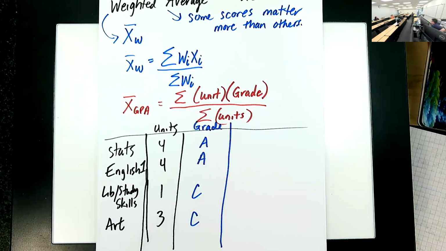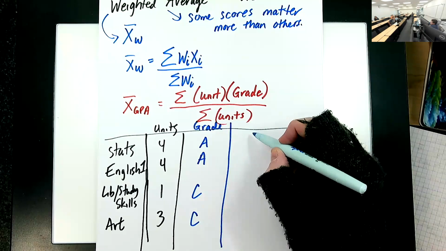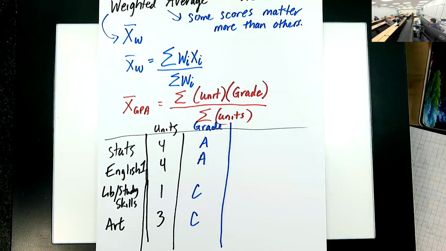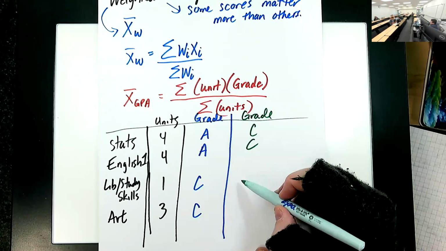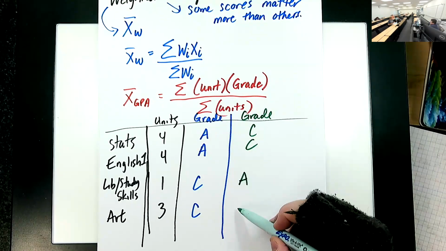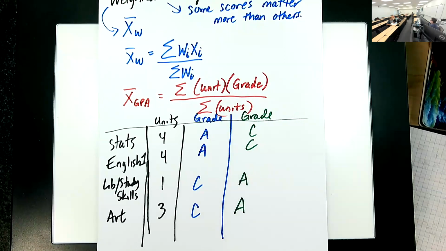Now, this is something that doesn't usually happen. Art people can care about stats and English, and math and English people can care about art. But let's just say you're one of those who says, I don't like math or writing papers, I don't care about this. So you get a C in those. And you're like, oh, study skills, that was easy. Art, this is what I'm here for. So you get an A.